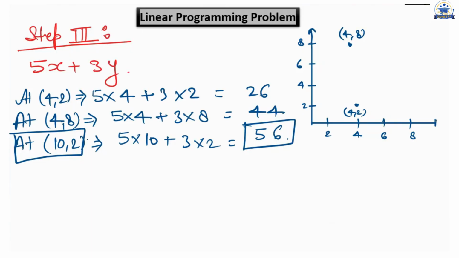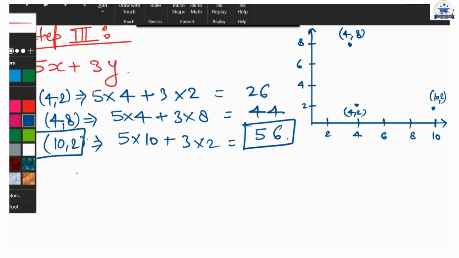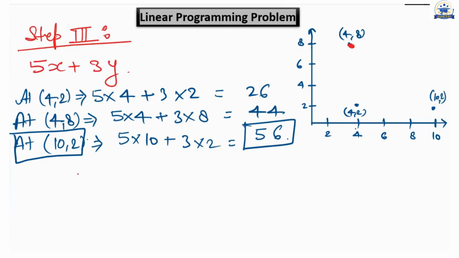10, 10, 10. This is your 10, 2. Draw. So we have three corner points. See, it is a triangle. What type of triangle is it?